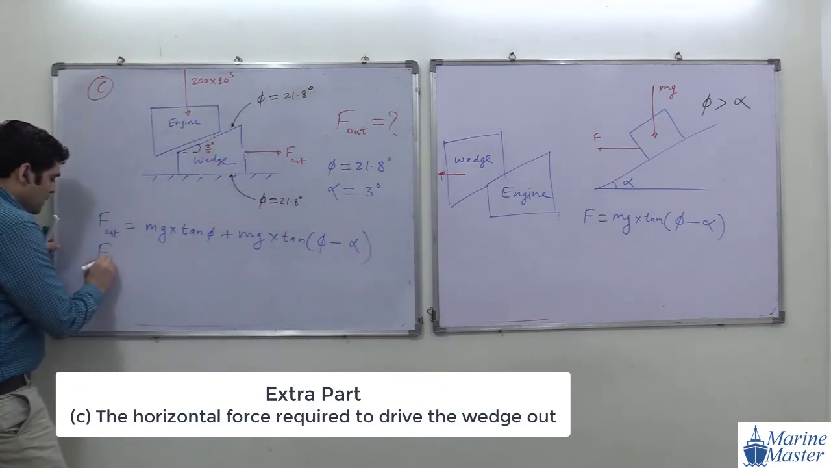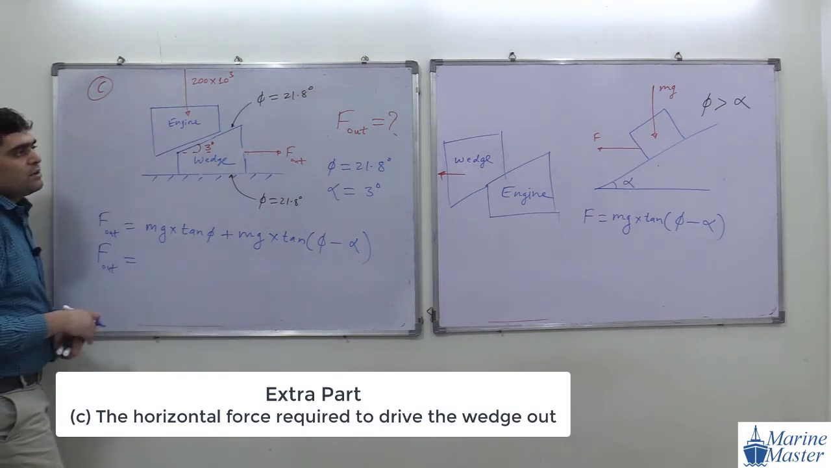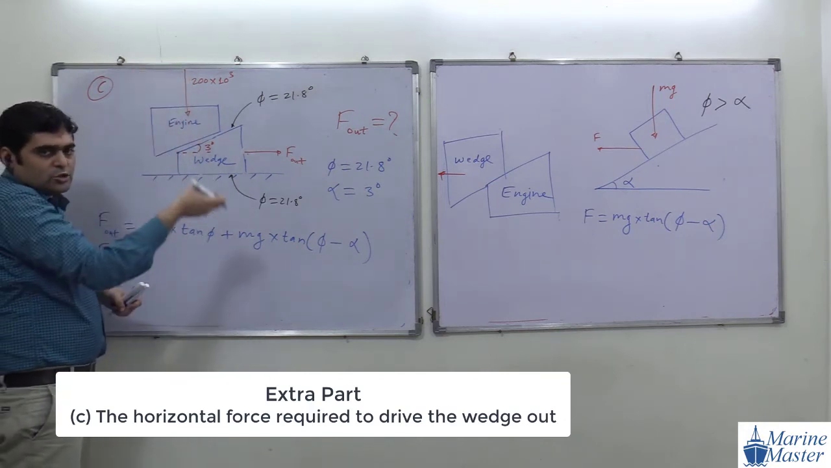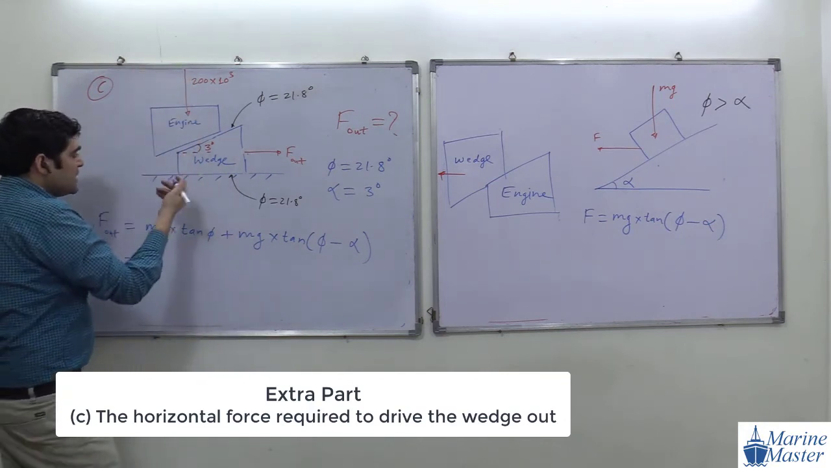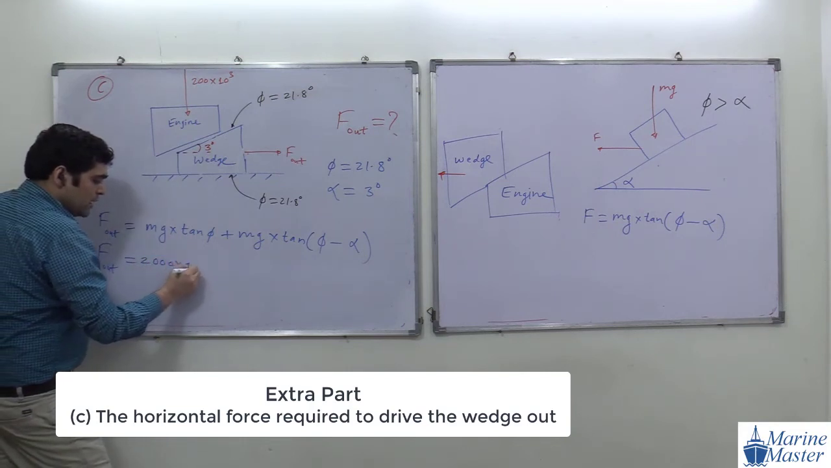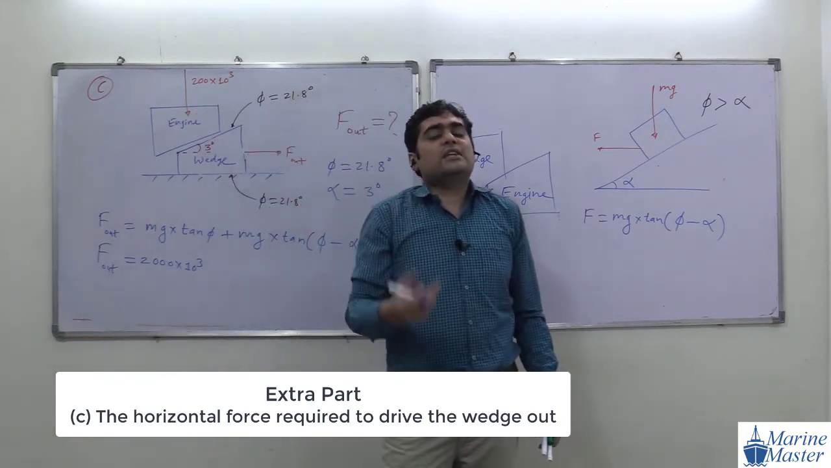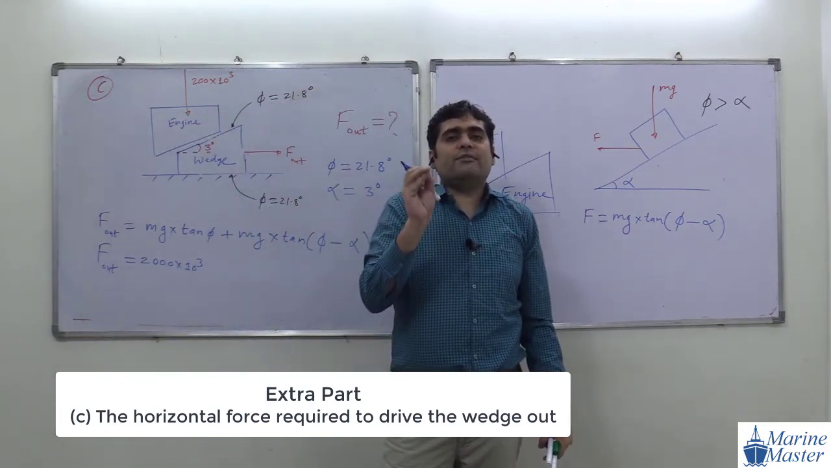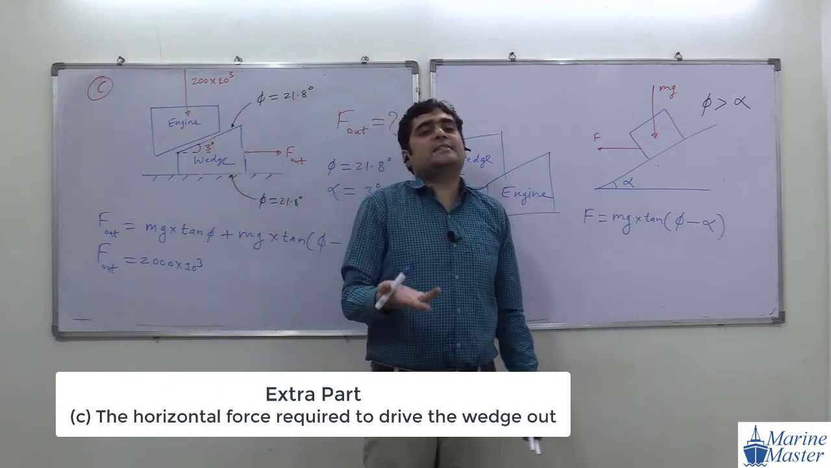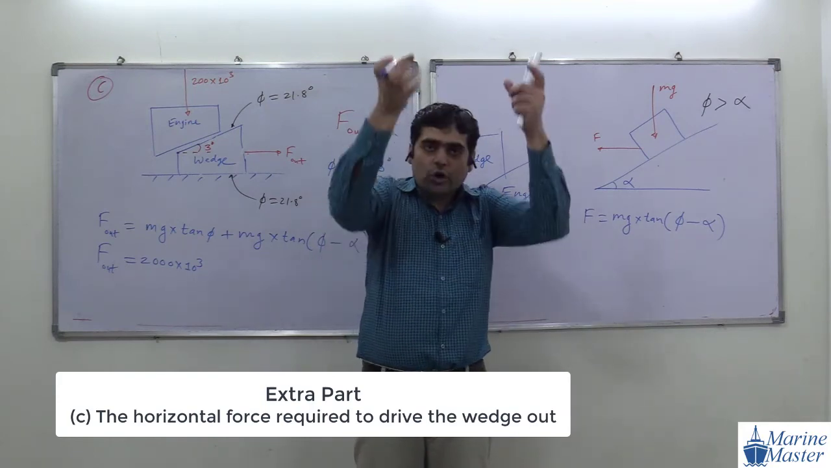So F out will be equal to what? mg will be equal to how much, guys? What is the value of mg? Here it means weight, that is the total load. So mg means total load here. So that will be 200 into, now you will ask, sir, what is the weight of the wedge? Guys, here we are considering the weight of the wedge as negligible. So here this 200 Newton can be considered as the load on the wedge.